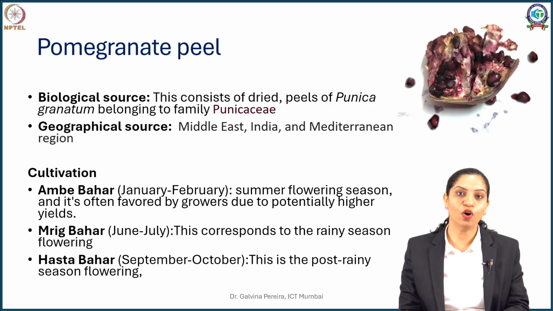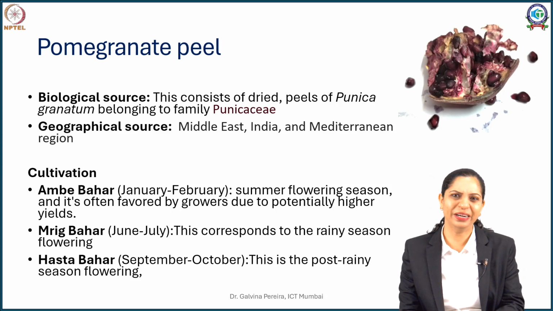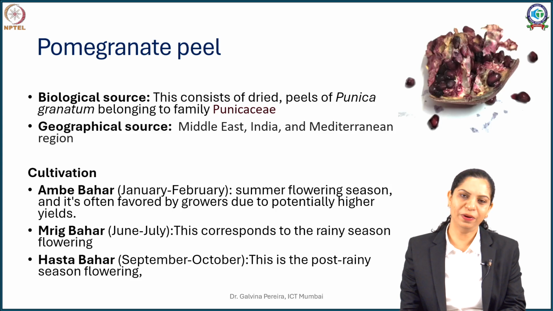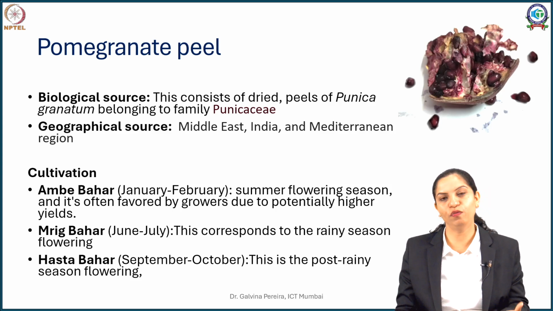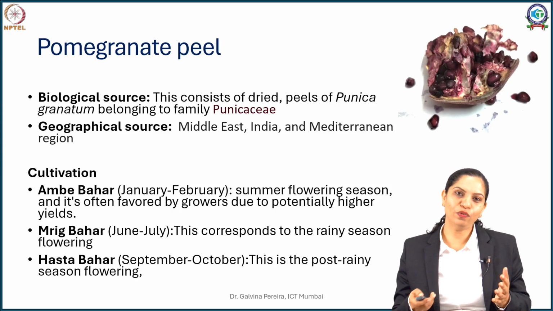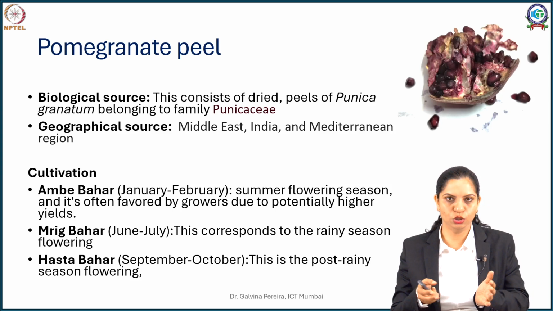It consists of dried peels of Punica granatum, that's your pomegranate, belonging to the family Punicaceae. Now this is a tropical plant which grows in the Middle East, to a large extent in India and in the Mediterranean region where it is commonly consumed. Now this is a plant which gives you fruit or flowers throughout. But what the farmers do is they cultivate it in a way that you get seasons to it.